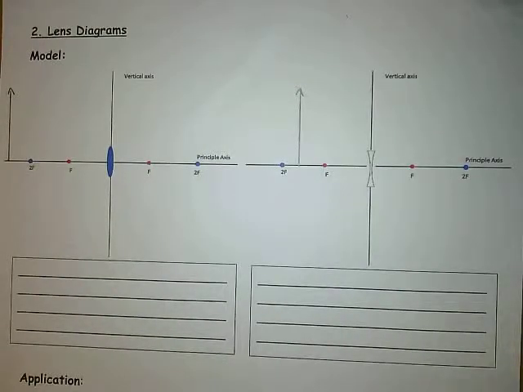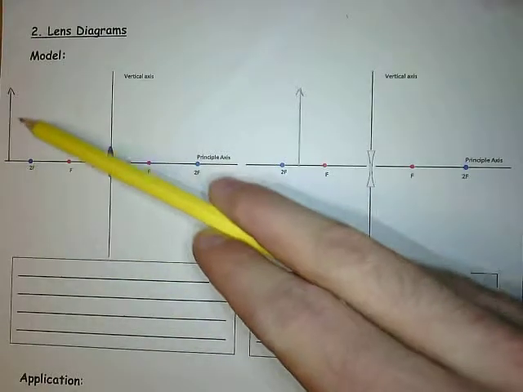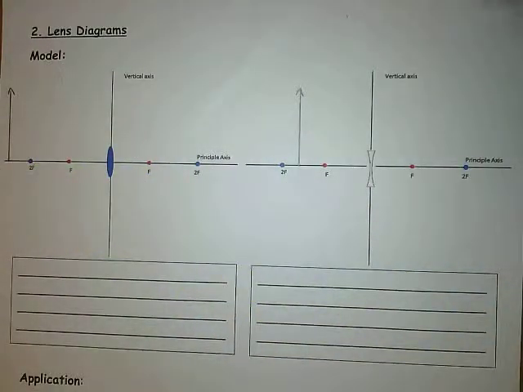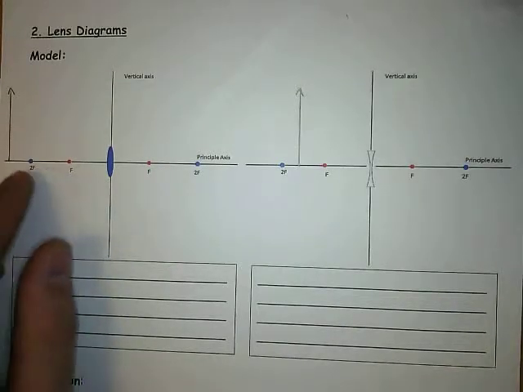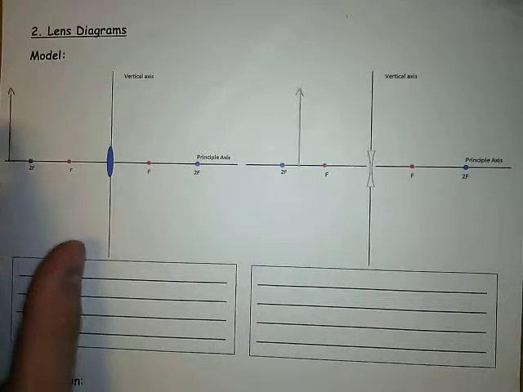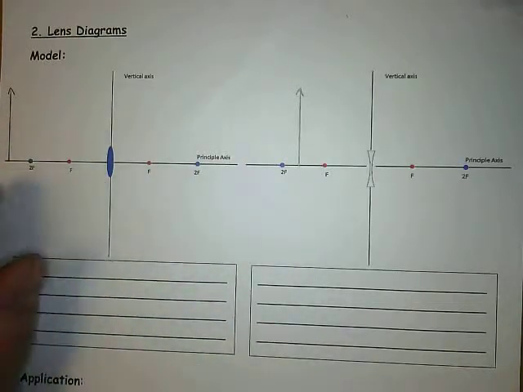Okay, now we're going to be looking at drawing lens diagrams. So if you haven't done this in class, you need to be drawing your lines up. For the first one, you need to go to 0.5 centimeters from 2F, and your line needs to be 1.5 centimeters high. They all want to be 1.5 centimeters high.